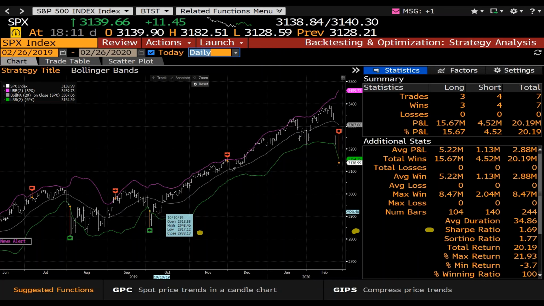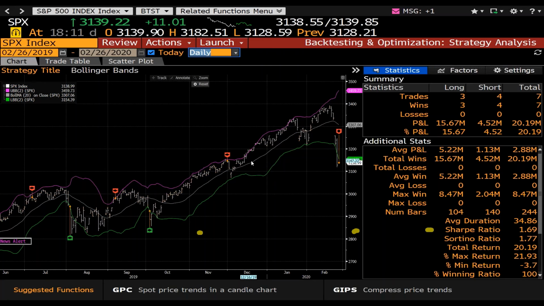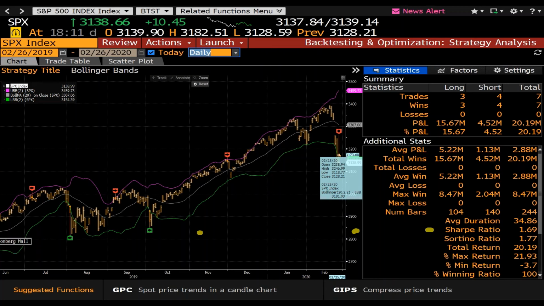Now you're running that long position, let it run. The moment it touches the upper band of the Bollinger Band, you close your long position. Now you reverse your position to a short position. You continue until the price crosses below the lower band of the Bollinger Band. The moment it does that, you close your short position, you open it.